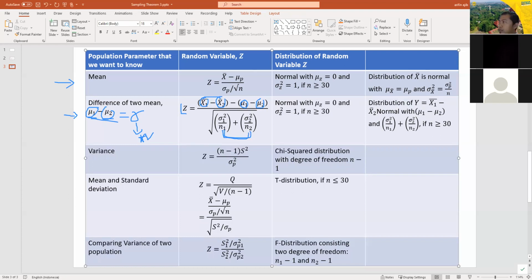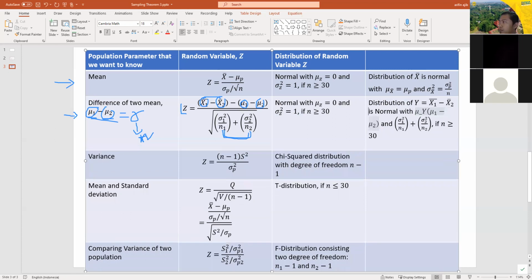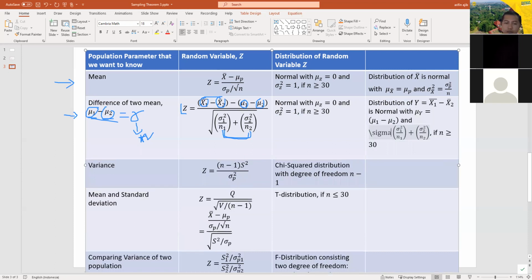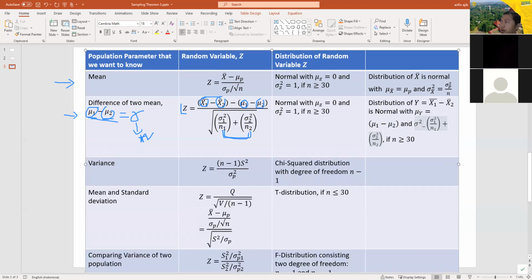Now, this is normal with mu of X, and this is actually mu of Y, and this is sigma of Y. Something like this. Okay. I hope it is still familiar, but the information that we want to know is the difference of mean from two populations. Any question?